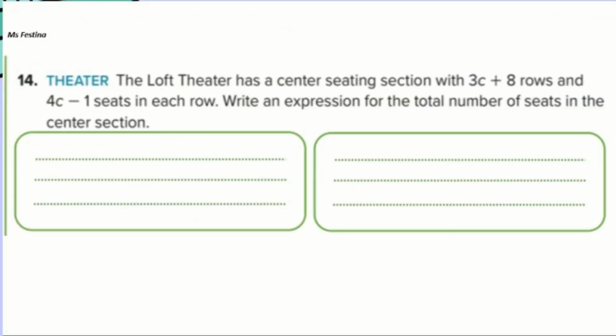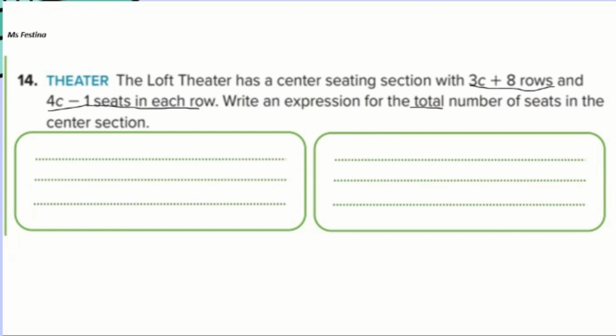Let's look at the next real life question. It says, the Loft Theatre has a center seating section with 3c + 8 rows. So that's the total number of rows here. And 4c - 1 seats per row. So this is the number of seats in each row that they are referring to. Write an expression for the total number of seats in the center section. Whenever they say total, just remember that they want the sum, and the sum has to do with addition.